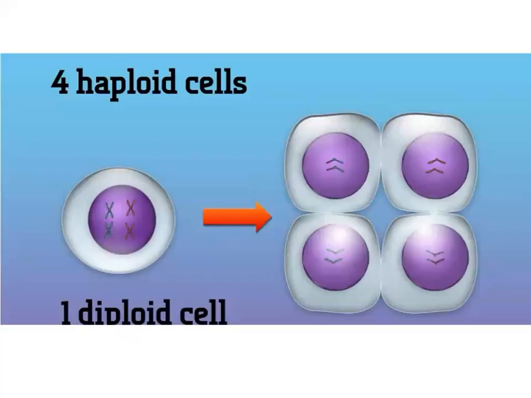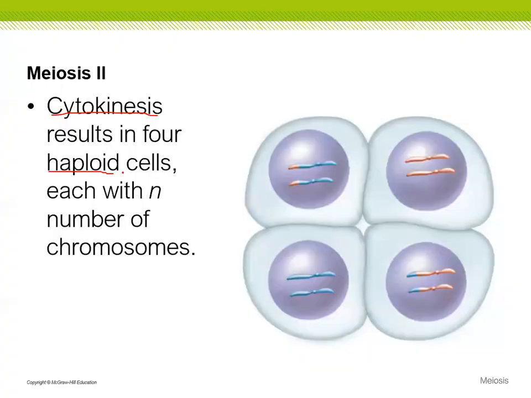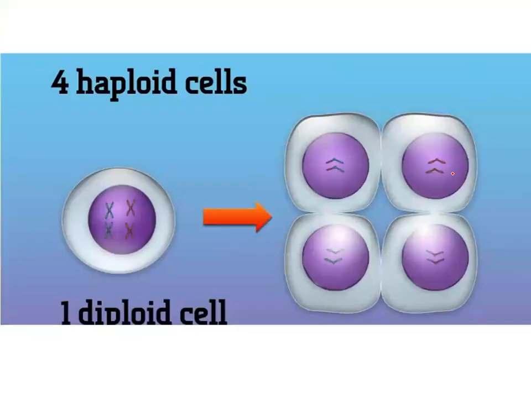So what we're left with here is 4 haploid cells, right? Haploid cells, as you can see here, just have two halves of a chromosome. A diploid cell, though, has full chromosomes. So I've gone from 4 complete chromosomes to 4. It's still 4 complete chromosomes, but it's split into 4 different cells.